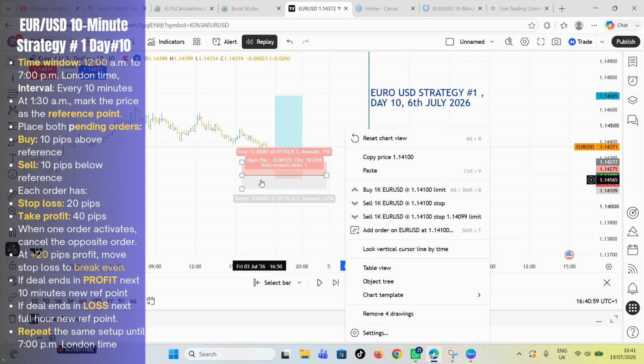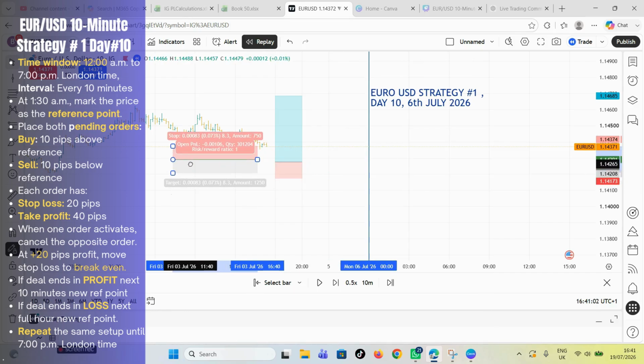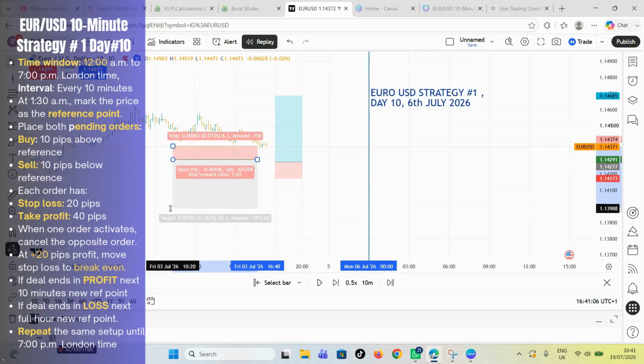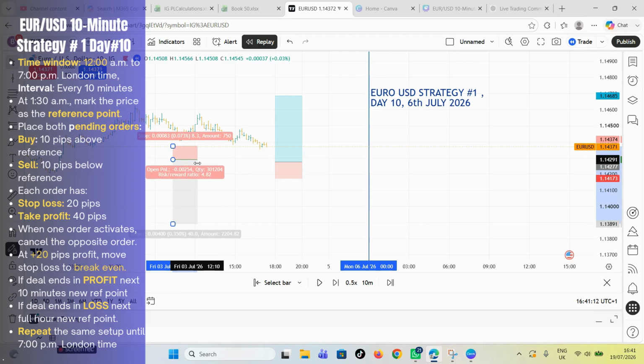Let's begin. Stage 1, preparation. Before starting the market replay, we prepare 2 order templates. One template is for a long position and the second is for a short position. Creating these orders in advance allows us to clone and place them quickly once the reference point has been marked.